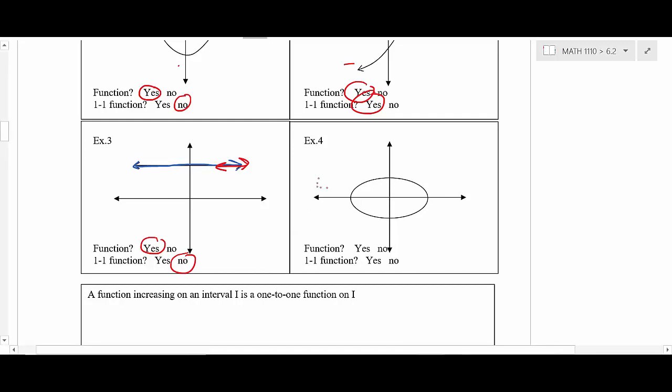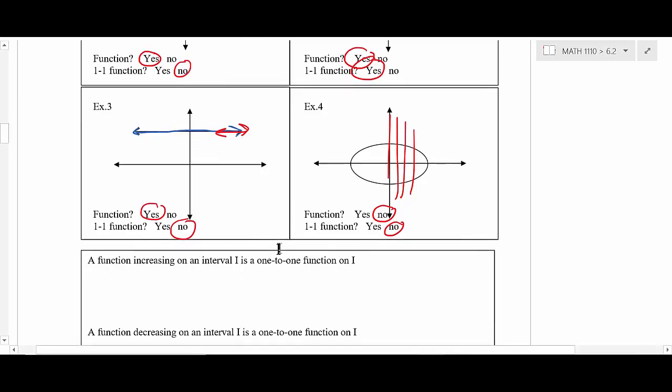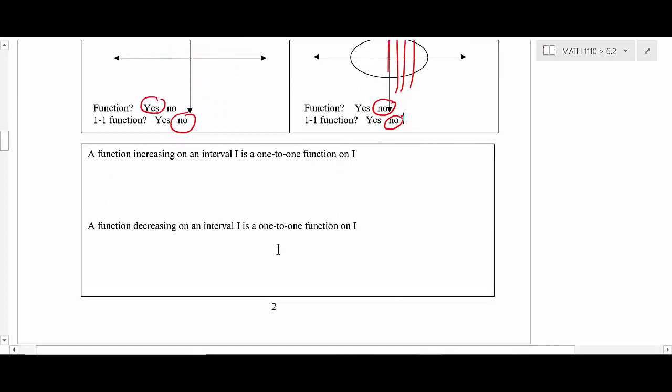All right, how about example 4? Is this a function? No. So automatically it's not one-to-one. It would fail the horizontal line test anyway, but it's not a function, therefore it can't be a one-to-one function. That's the idea. Everybody solid with that? Usually that's not a big problem for students.